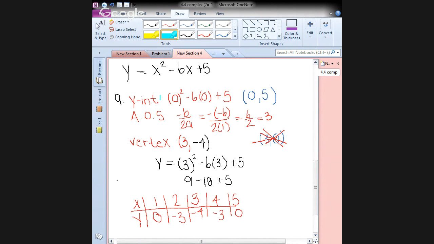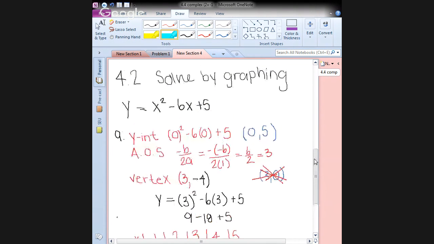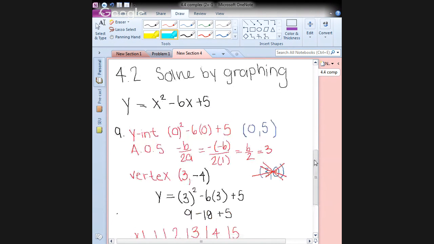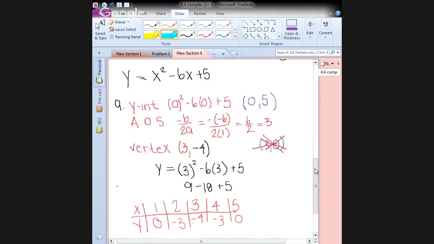Now, I'm not going to graph them. You can graph those on your own. However, the problem said solve by graphing. So I can already solve this using the table because we know that the solutions to a graph are when it crosses the x-axis. So when y is 0, that would be our solution.